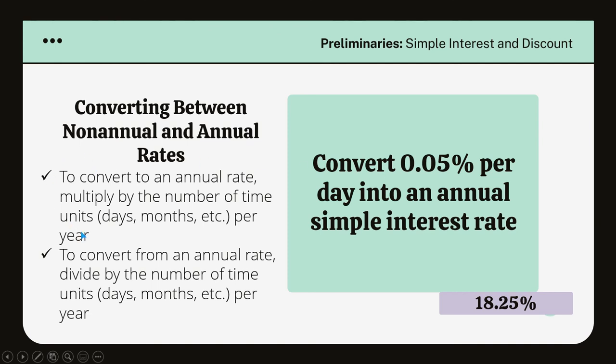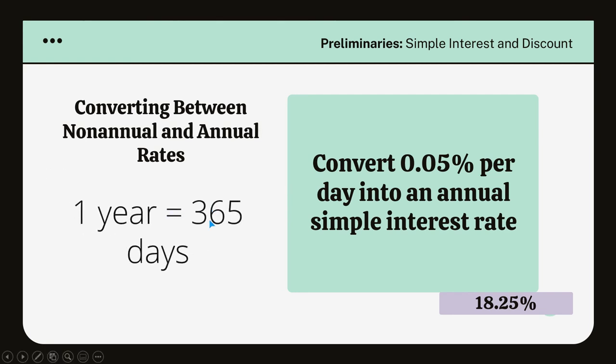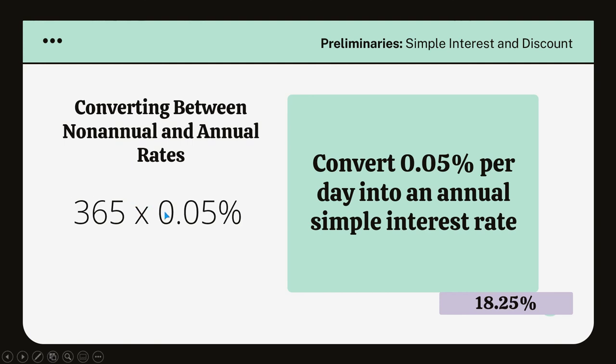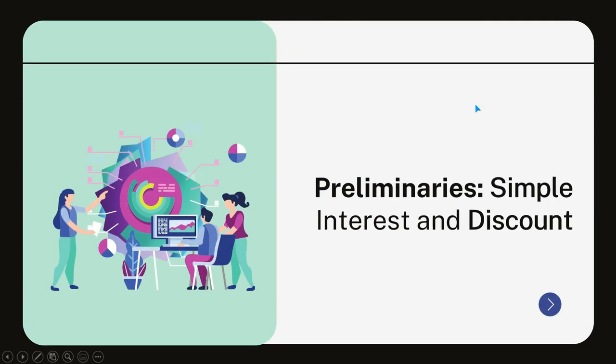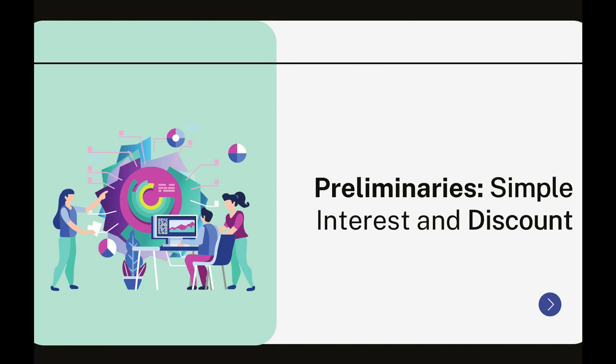So, eto ang kukunin natin. Convert to an annual rate. Okay? So, 1 year is equivalent to 365 days. So, 365 multiplied by 0.05% would be equivalent to 18.25%. So, we're done with the first part, simple interest. We're going to proceed now to preliminaries, the simple discount.